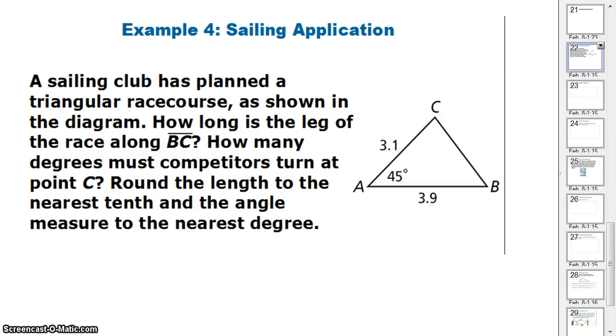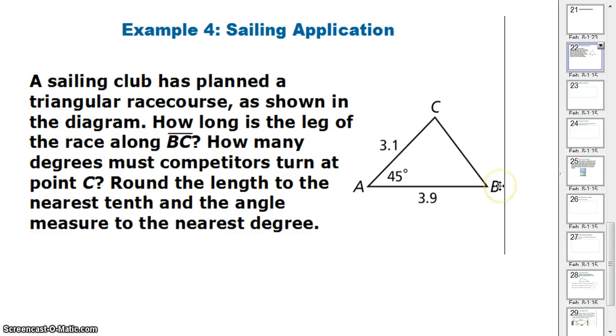Okay, so today we are moving into the second day, which is just applications. So it's just a short little quick practice with applications. If a sailing club has planned a triangular race course, which is often the case in sailing, as shown in the diagram, how long is the leg of the race along BC?